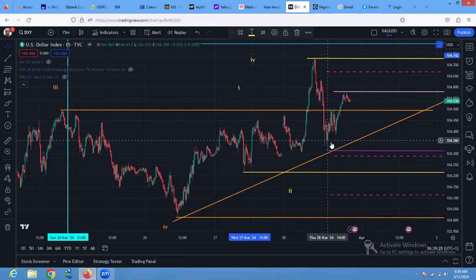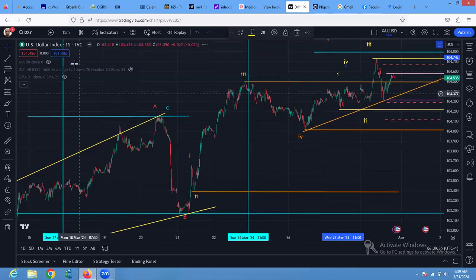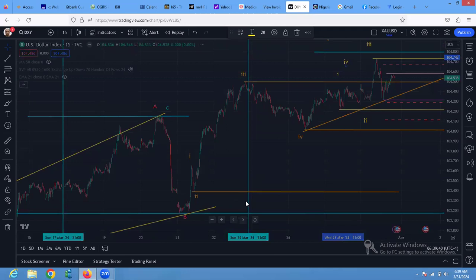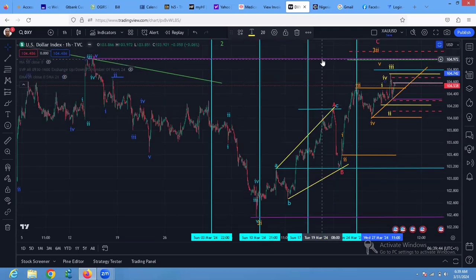So it might just be an A, B, C without taking this low, and it will now be, oh, this is a 1, this is a 2, then we have a 3 to the upside. In that case, we are most likely going to take this immediately. If it turns big like that, it means that we are going to take this purple top.